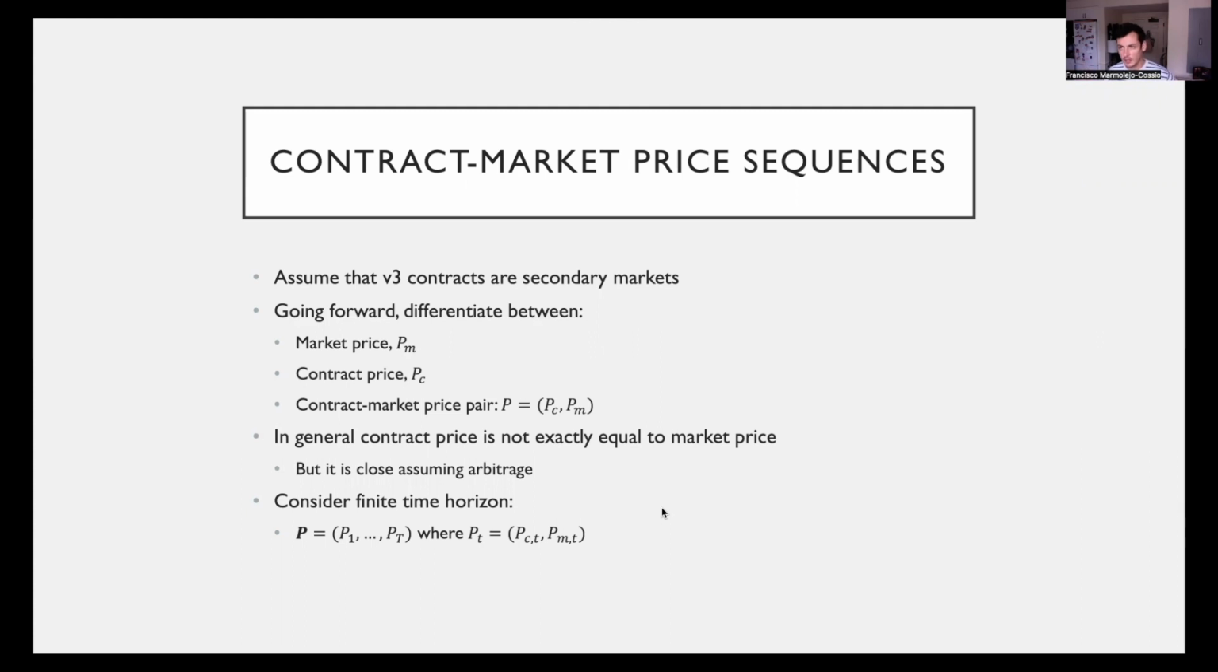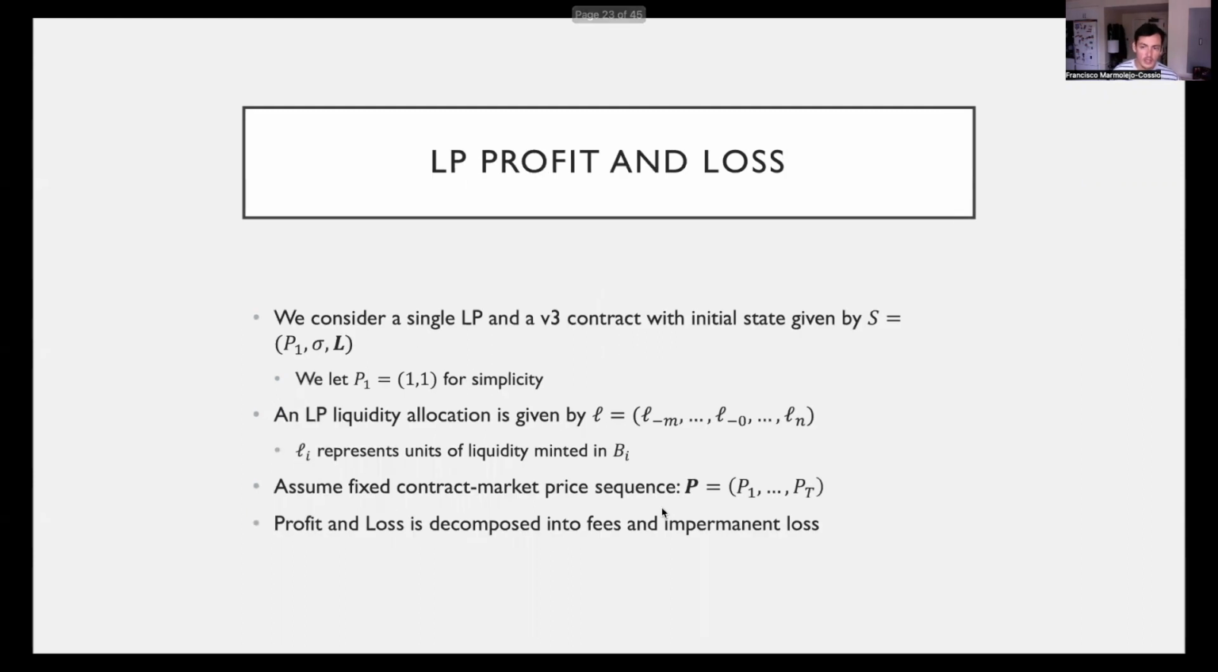And there are other works that express the optimal arbitrage that can happen in a V2 contract. And we're going to be assuming a finite time horizon of these contract and market price sequences. Now we're going to consider a single LP in a V3 contract. And we're going to look at the decision problem of what happens when they allocate liquidity over all the buckets.